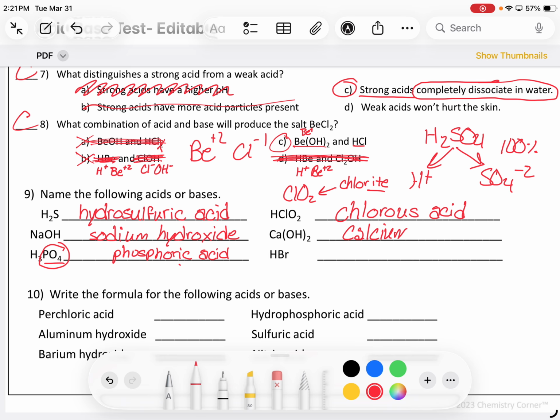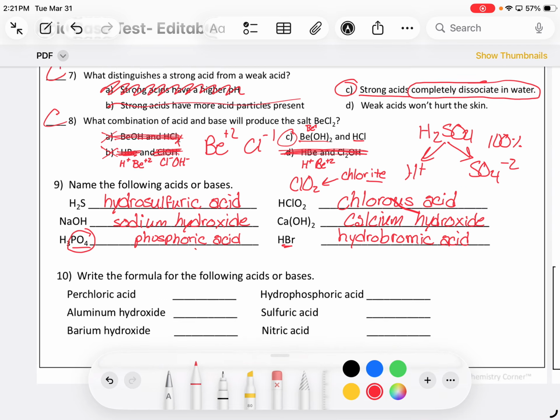The next base, we got calcium hydroxide. Again, that should be fairly straightforward. And then the last one, do we have any oxygen in this last acid? Nope. So if we don't have oxygen, we have to use the prefix hydro. And then what are we doing? What's our nonmetal? Bromine. So it's going to be hydrobromic acid. Good.